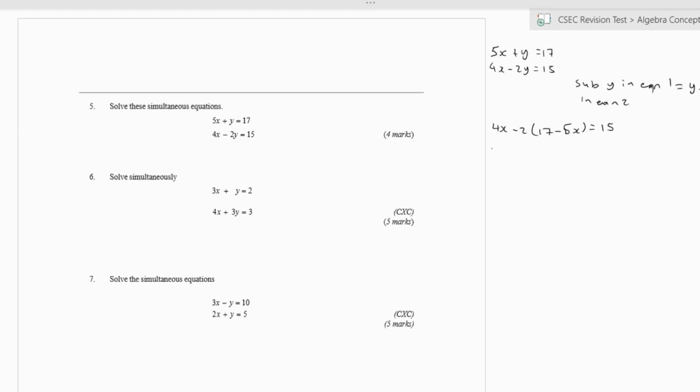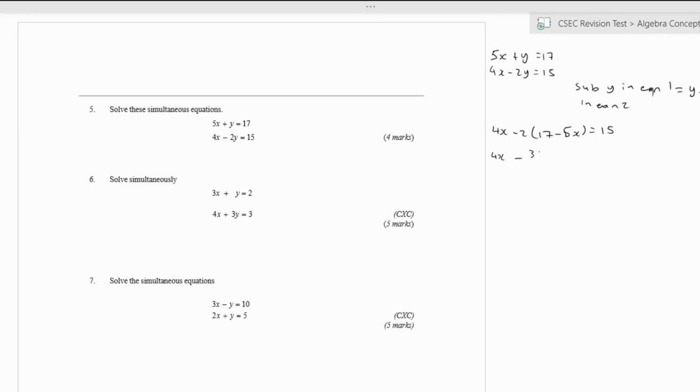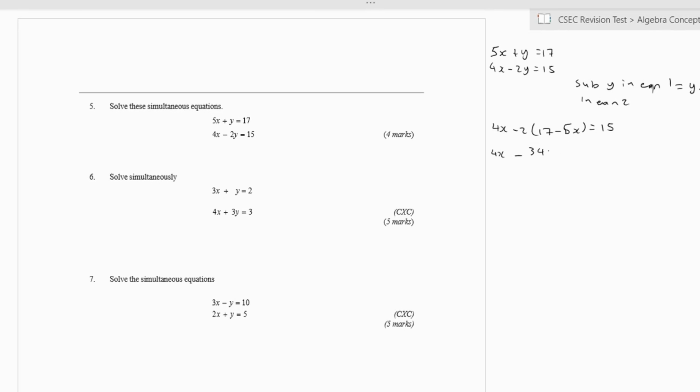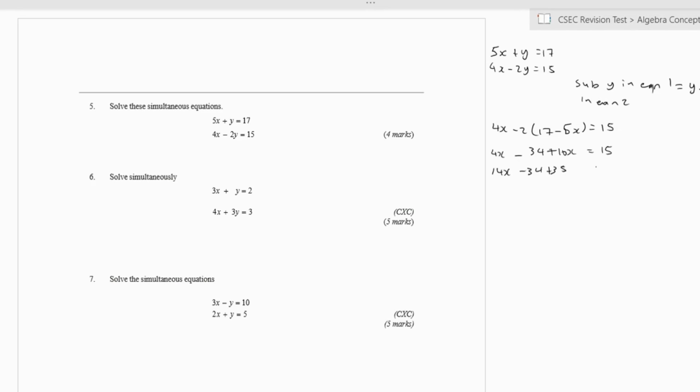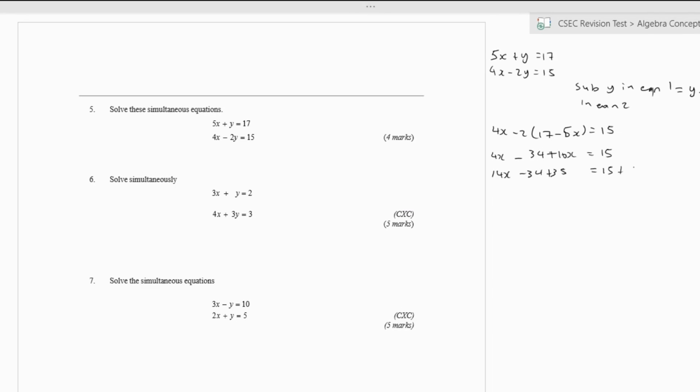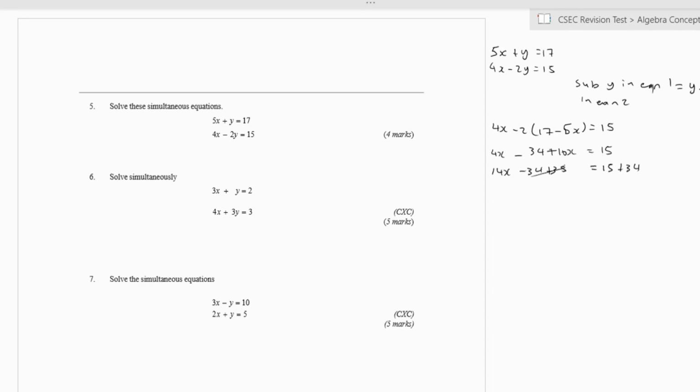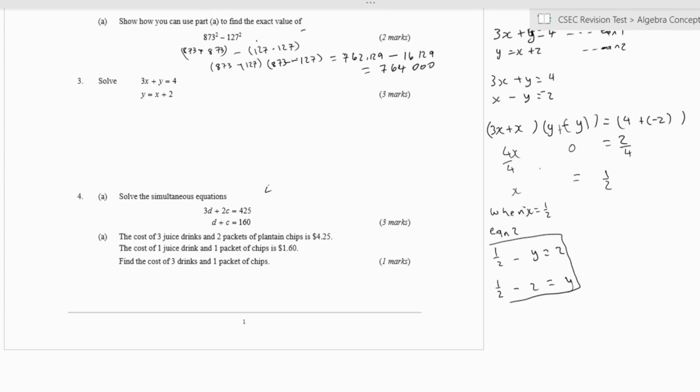x, equal to 15. We'll have our 4x minus 2 times 17, 34, minus 2 times the minus 5x, plus 10x equal 15, or 4x and 10x, 14x minus 34 plus 34, because we're adding it to both sides, 15 plus 34, our 14x equal 49.